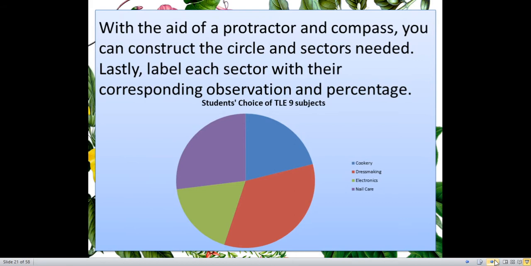Okay, with the aid of a protractor and a compass again, that's how we can do a perfect pie chart. You can construct the circle and sectors needed. And lastly, label each sector with the corresponding observation and percentage. But as you can see, on my pie chart, I didn't label it anymore because I have a different color for each sector to be able to recognize, which is for the cookery, for the dressmaking, for the electronics, and for the nail care.